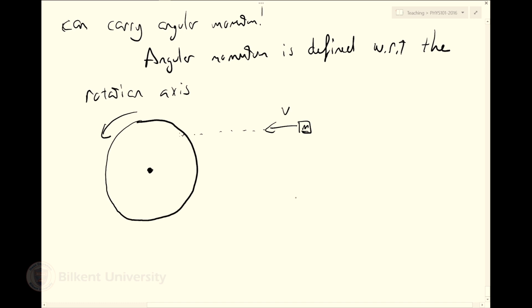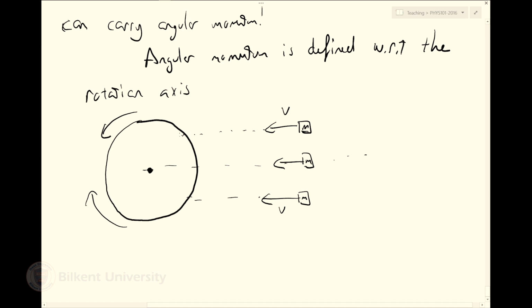What happens if I send the object with the same velocity, but on the other side of the axis? What will happen? Well, it will actually cause clockwise rotation. And similarly, if I just send it on axis, it's not going to cause any rotation, right?